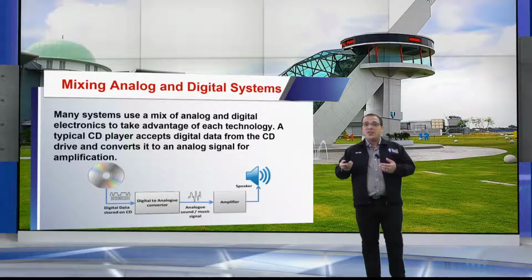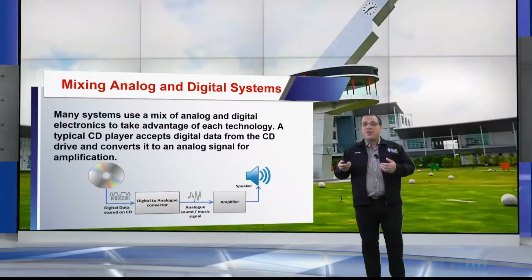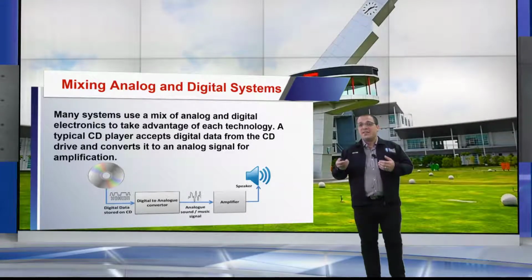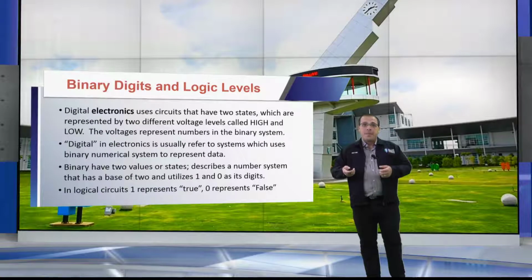Many systems actually use a mix of analog and digital electronics to take advantage of each technology. Most of the devices that we say are digital still have some analog devices embedded inside them.